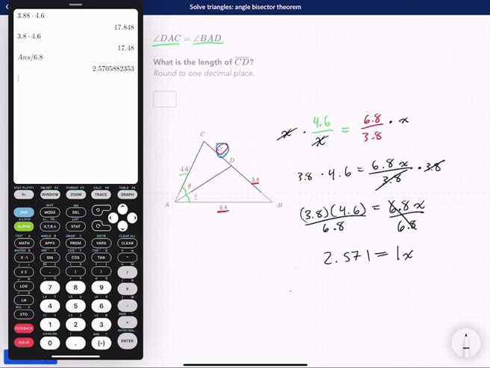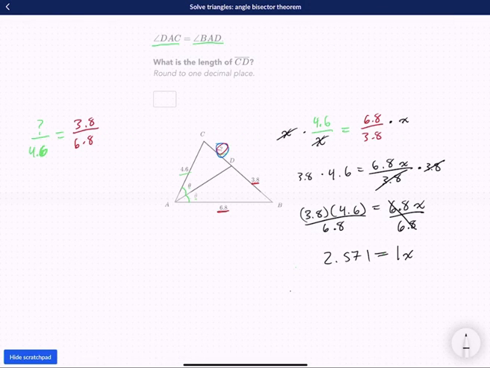I get 2.571. But the directions say round to one decimal place. That means we got to round that 5. Because this is a 7, we have to round the 5 up, so it's going to be 2.6, and this is approximately equal to the x. So we put 2.6 for our answer.